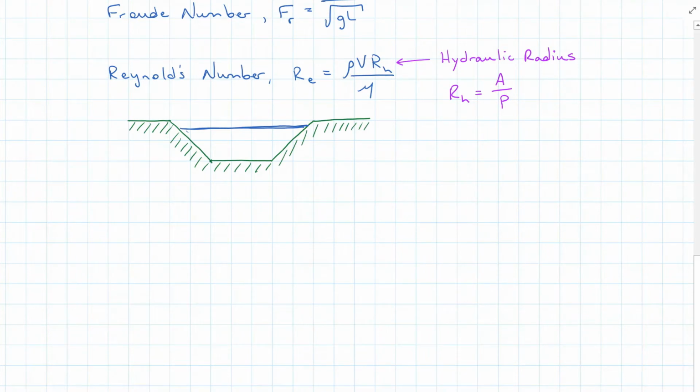So if this is my cross-sectional view of my open channel full of water, this would be my cross-sectional area. And these three sides where the water is touching the channel sides, that's the wetted perimeter.